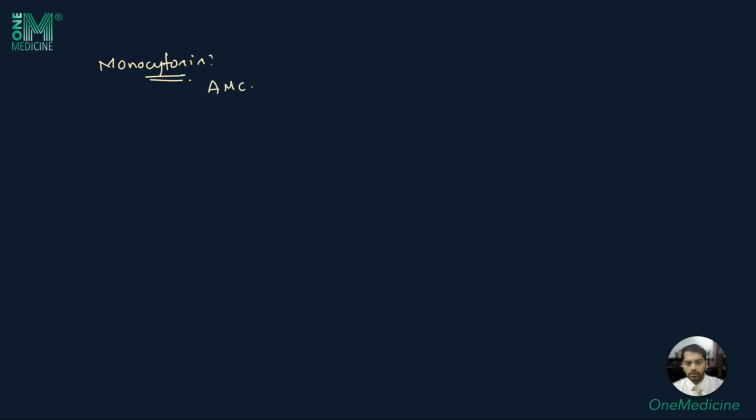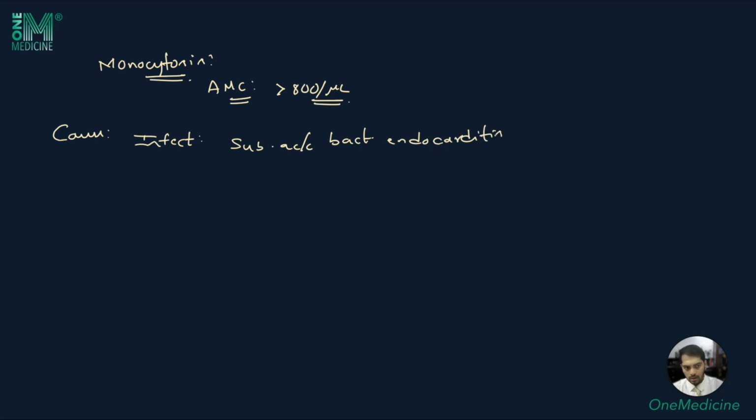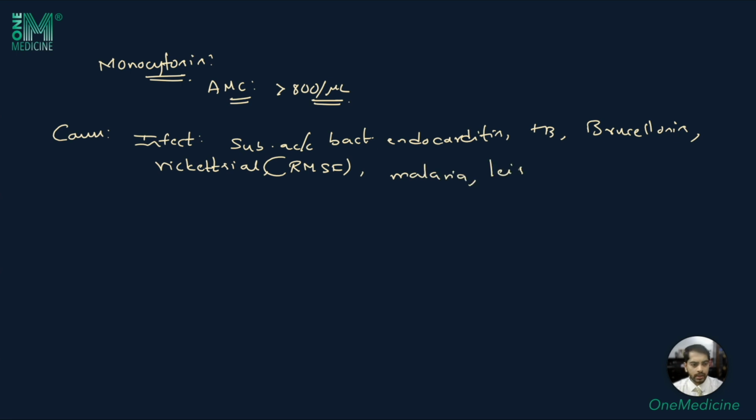An absolute monocyte count of more than 800 per microliter is considered as monocytosis. The causes include infection, subacute bacterial endocarditis, tuberculosis, brucellosis, rickettsial infections, including Rocky Mountain spotted fever, malaria, leishmaniasis.